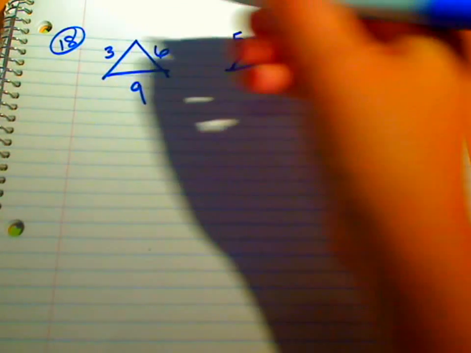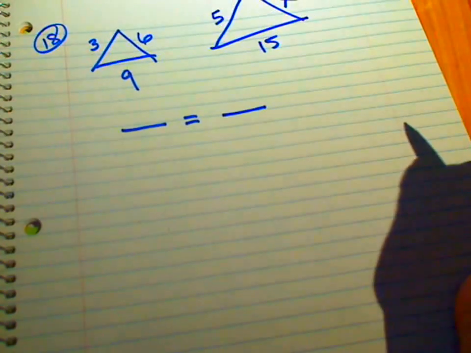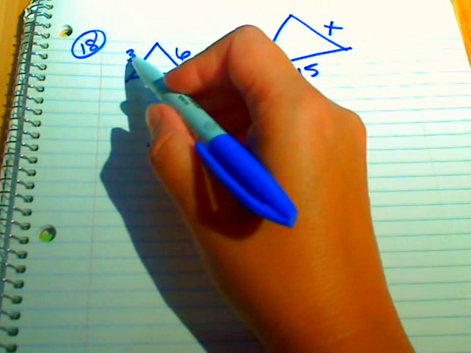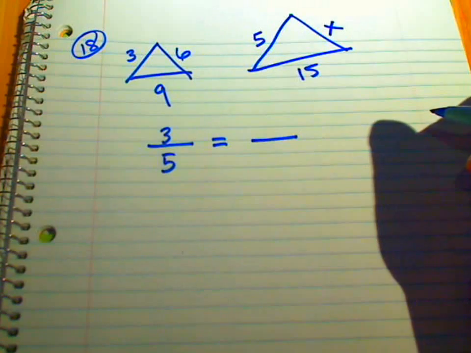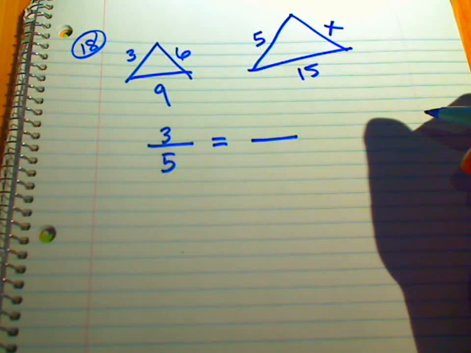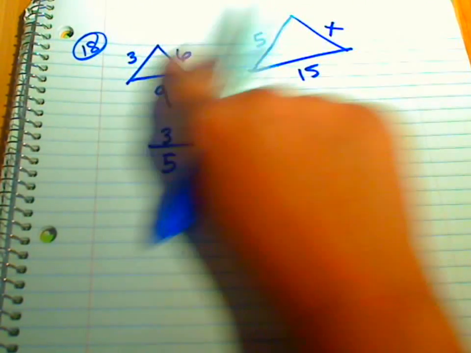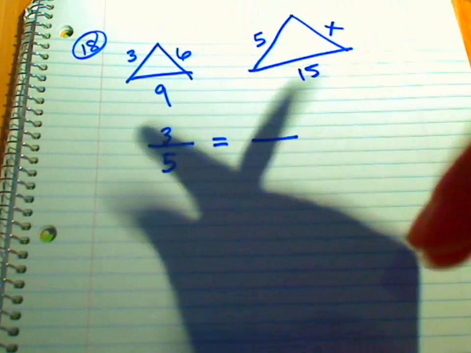So all you're going to do is set up a proportion. We're going to do some cross multiplying. So I'm going to use the sides 3 and 5. So 3 for the small triangle, 5 for the big triangle. And that is going to equal, well, I'm going to get the x in here. So I have 3 over 5. I'm going to follow the same pattern. 3 to 5 and 6 to x.